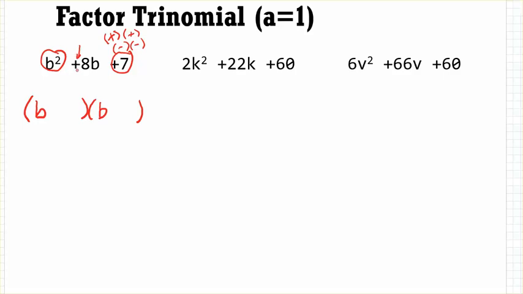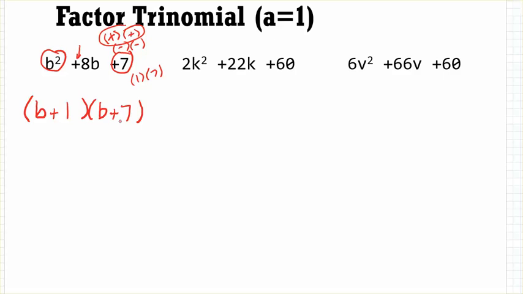And since that's positive, we have to multiply 2 positives. So we know that b plus something and b plus something. Then we have to look at 7. And there's only one way to get a 7. That's 1 times 7. And we know that we're going to add these, because we get that middle term. Once we get the middle term, we get the middle term by multiplying and adding. And so we know that these are going to have to be 1 and 7.